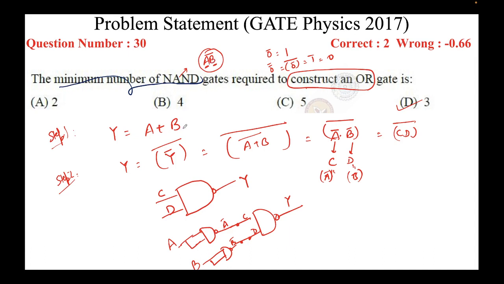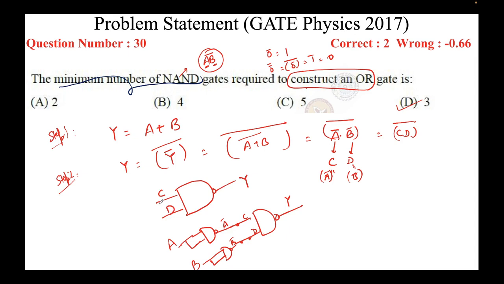So the only way to convert from multiplication to addition is by using De Morgan's law. So what I did is that I write y equal to y double bar, and then I put the value of y here and solved it. This came out to be (a bar dot b bar) whole bar. So I assumed a bar is C, b bar is D. So the expression came CD whole bar. This is nothing but NAND. So I created this. Very good.